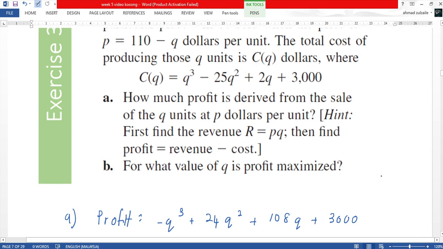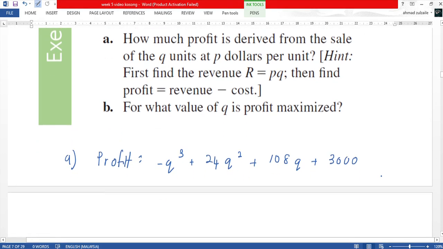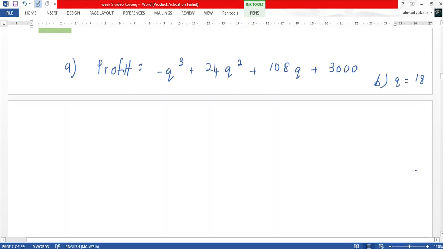Okay, you can try later. And B baru dia tanya for the value. So I put over here B. The answer will be Q equal to 18. Alright, so you can try later.